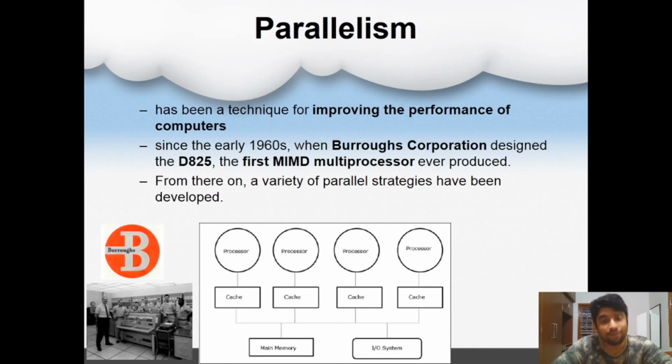From there on, a variety of parallel strategies have been developed. You can see how exactly the program will be running in parallel. You have a processor, every processor has a cache, and there is a main memory shared between them and the input-output system. So processor 1, processor 2, processor 3, and 4 will be working in parallel so that it will improve the processor speed and the performance.